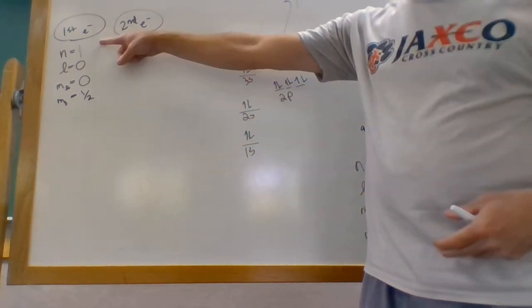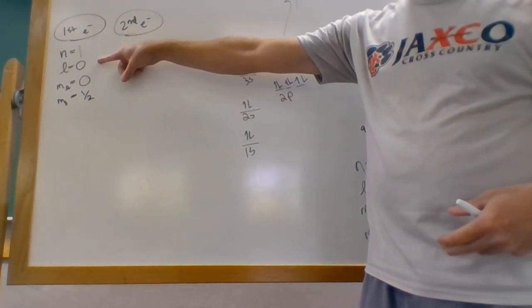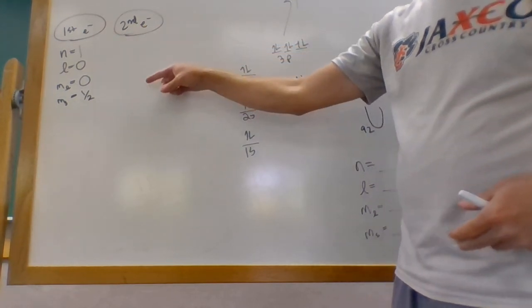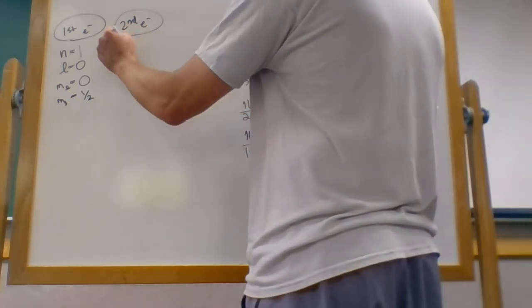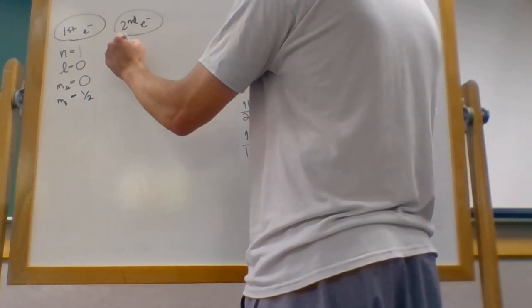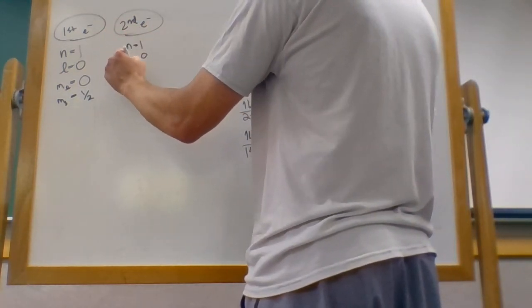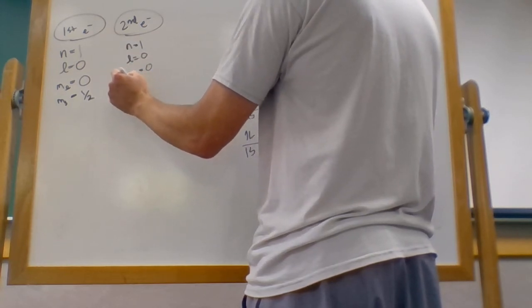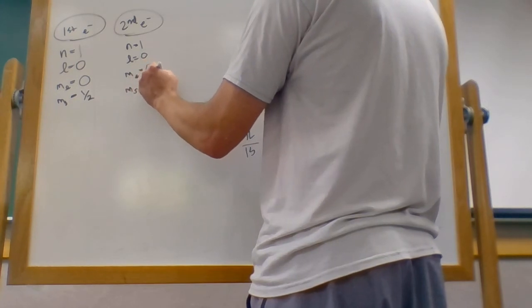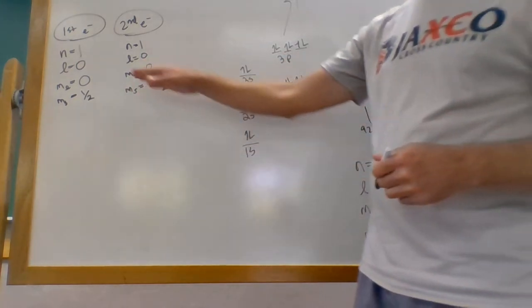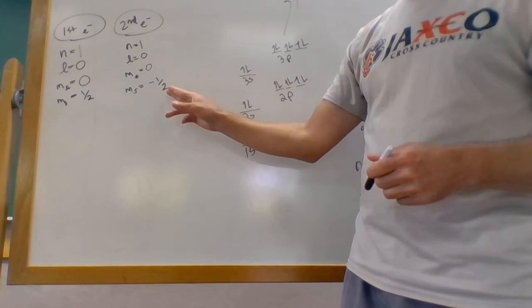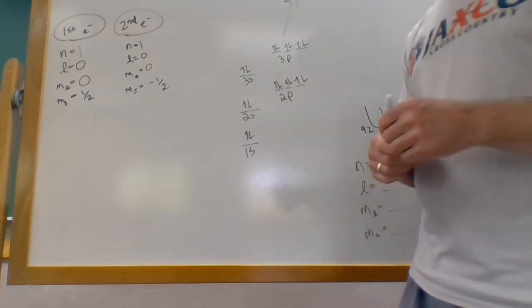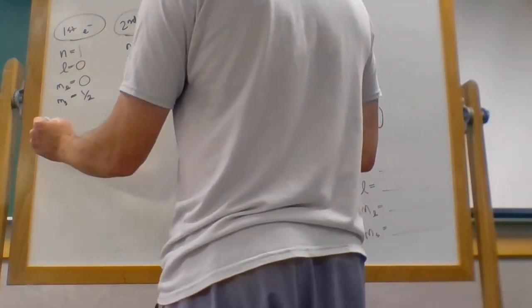They're both in the first shell, they're both in an s orbital, they're in the same s orbital, but the spin's different. So my quantum numbers are going to reflect that. N equals 1, L equals 0, M sub L equals 0, M sub s equals negative 1/2. So I can see very clearly the only difference between these two electrons is the spin. Then let's jump to, let's say, the fifth electron.